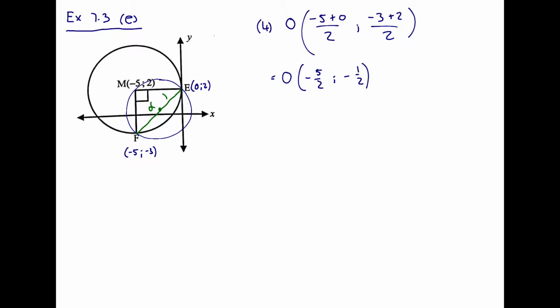Right, so far, our equation looks like this: (x + 5/2)² + (y + 1/2)² = r². And now we just have to solve for r squared. Okay, there's several different ways you can work out the radius. You can either use distance formula from F to E and divide by 2, or you can work out from this point to that point, because we've already worked out that the center is -5/2 and -1/2.